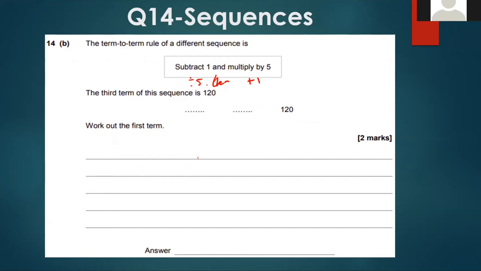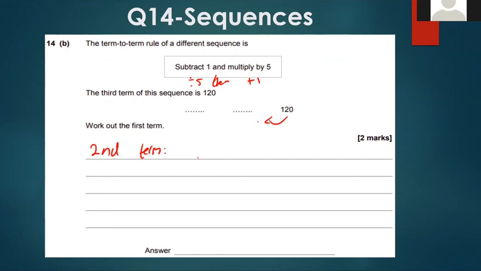Make sure you do the divide by 5 first, because normally you would subtract 1 and then multiply by 5. So the number here, you would have subtracted 1 and then multiplied by 5. So going backwards, you would divide by 5 and then add 1. Just because it says subtract 1 first, don't do the add 1 first. Make sure you do it in the opposite order, because obviously you wouldn't be doing it the other way around. So working out the second term, that's obviously going backwards.